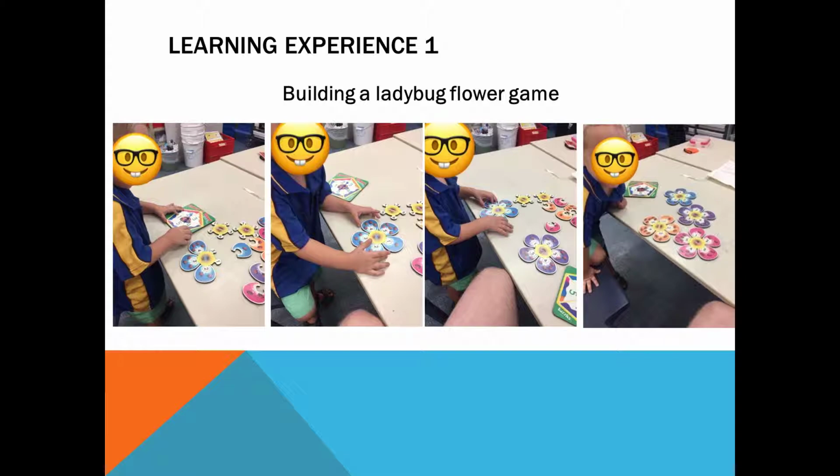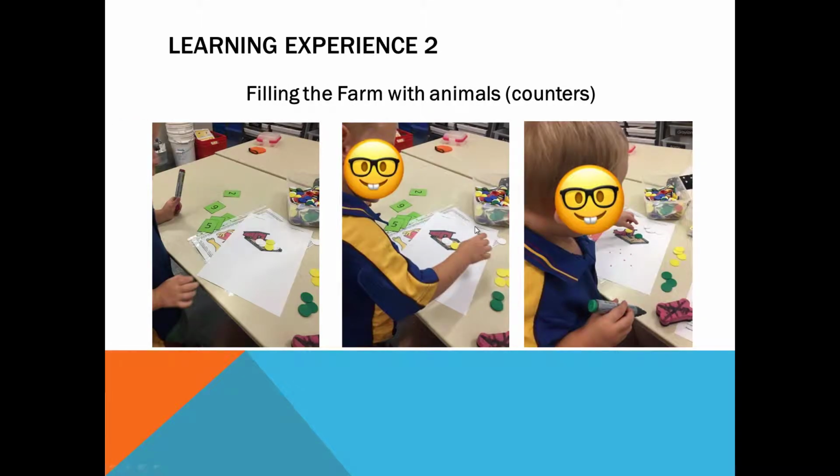For the petals with 1 or 2 ladybugs, I noticed that he just subitised and he didn't need to count them because he just knew there were 1 or 2 there. I did ask him and he just said he knew. So for the second learning experience, it was a game that had B pretend that the counters were animals.